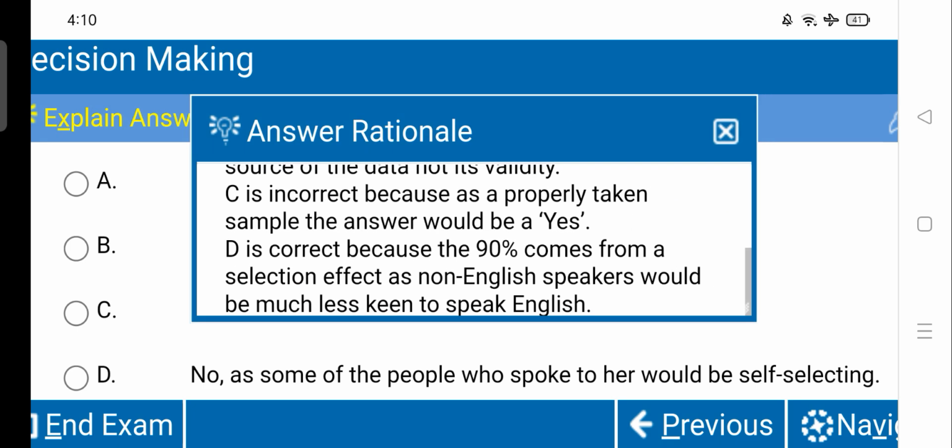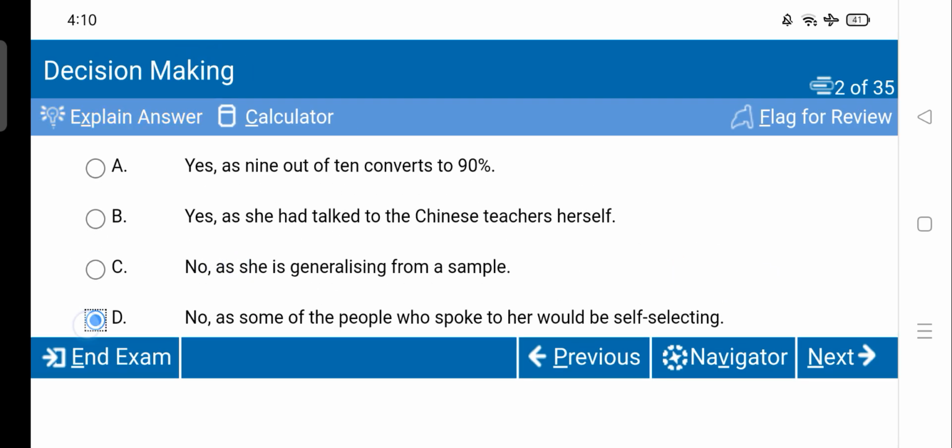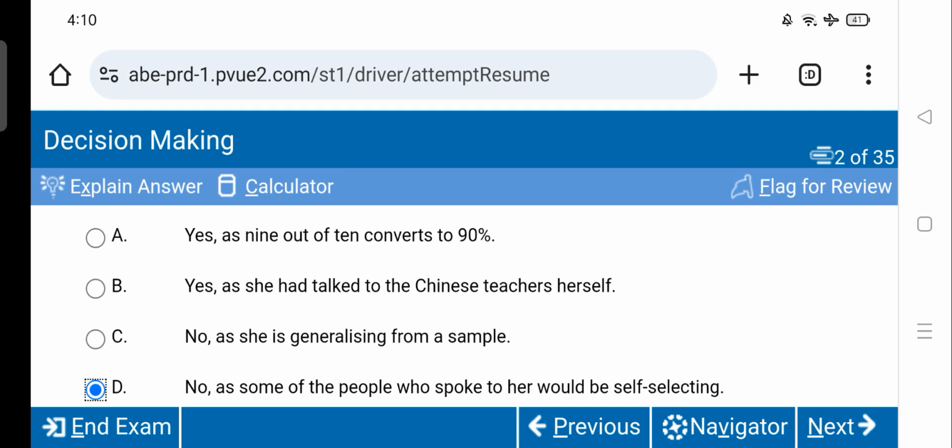D is correct because the 90% comes from a selection effect, as non-English speakers would be much less keen to speak English. So that's why the correct option is option D, that is, no, as some of the people who spoke to her would be self-selecting.